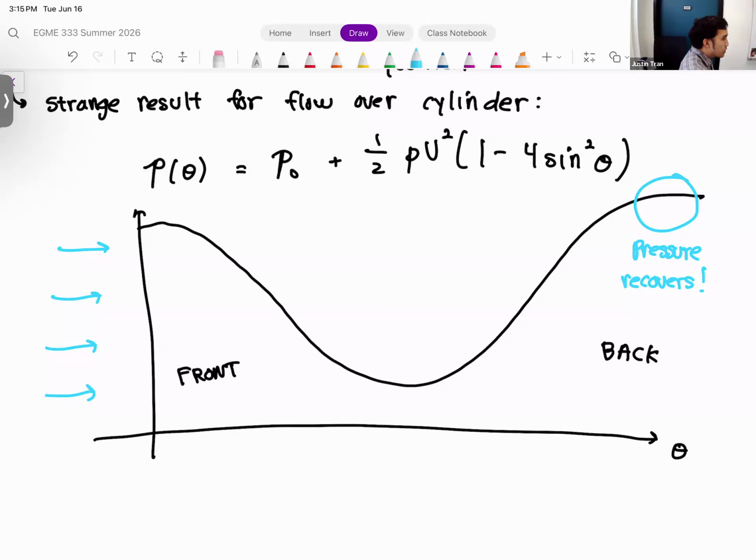Now, the reason that's strange is that, remember, pressure is nothing more than just a force, right? It's essentially the force that the fluid exerts onto any solid surface that's in it, okay? If we have the same pressure on the front and back end of the cylinder, right, that means that there's no net force being applied on this cylinder in the flow direction.